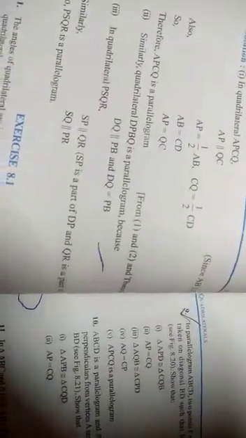In exercise 8.1, I have already discussed with you the quadrilaterals: parallelogram, rectangle, square, rhombus, trapezium. Now the first question is: the angles of a quadrilateral are in the ratio 3:5:9:13. Find all the angles of the quadrilateral.